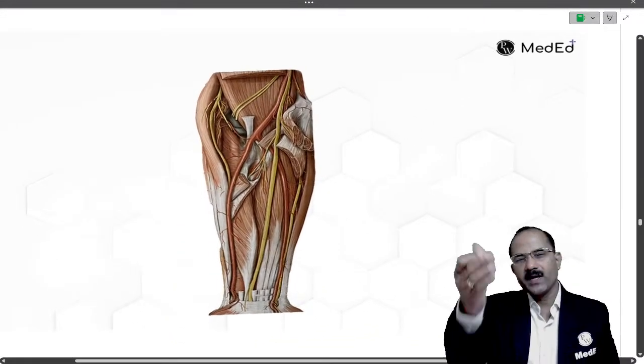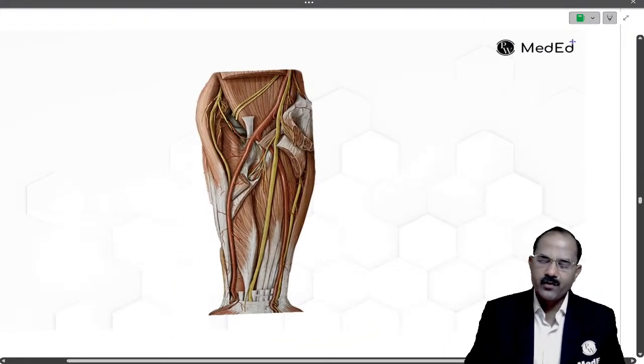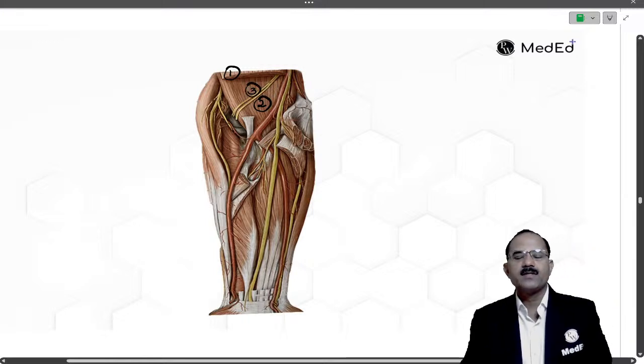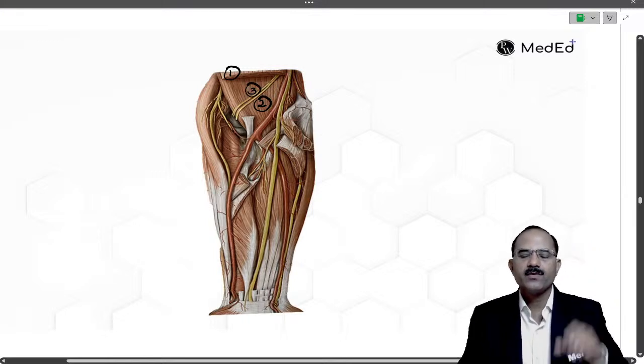Can anyone identify this OSPE slide for me? Quickly tell me what is number 1, what is number 2, and what is number 3? Come on, quickly, answer. Okay, that's okay, that's okay.